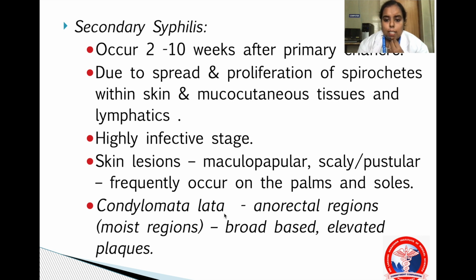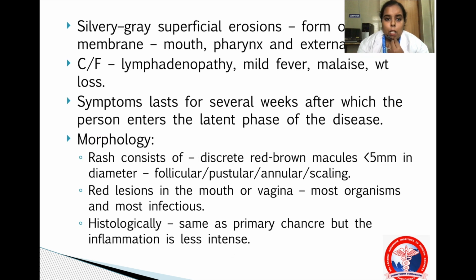Condyloma lata are broad-based elevated plaques that are found in the anorectal region. Also, there are silver grey superficial erosions that are seen in the mouth, pharynx, and external genitalia. Clinical features include lymphadenopathy, mild fever, malaise, and weight loss. Symptoms last for several weeks, after which the patient will enter the latent phase of the disease.